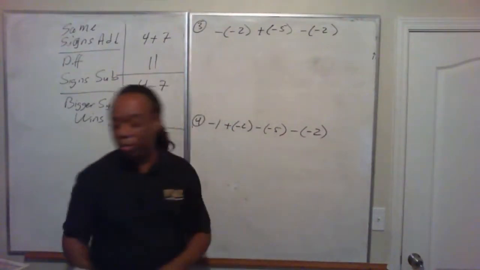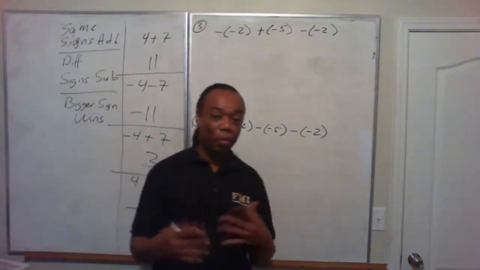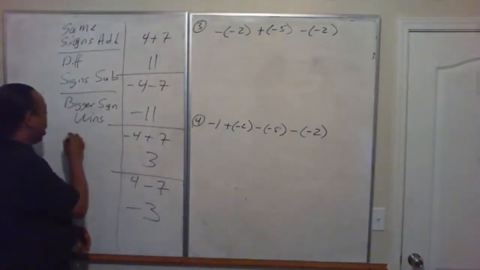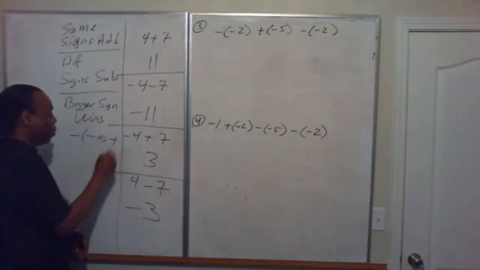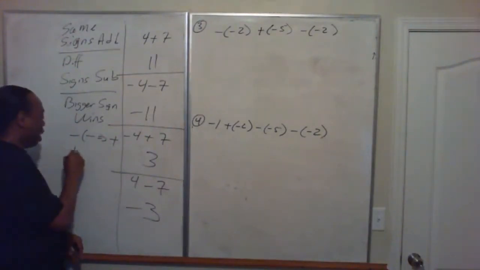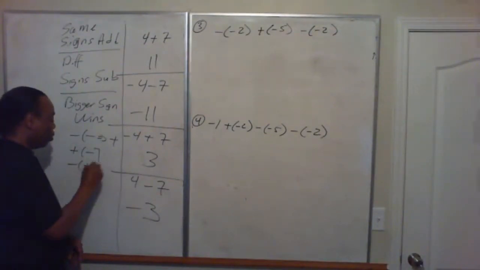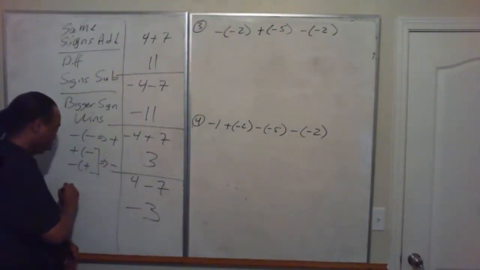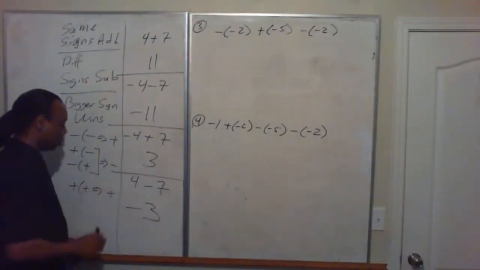Okay, now we're dealing with double signs. Whenever you have double signs, we're going to convert those to a single sign before we start our process. Whenever you have negative, negative, that converts into a positive. Whenever you have a positive, negative, or a negative, positive, both of these convert into a negative. And should you ever have a positive, positive, that converts into a positive.